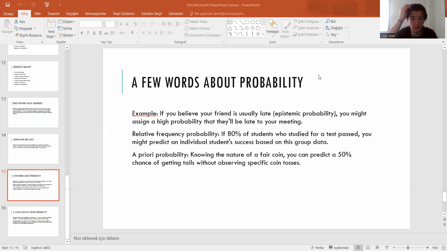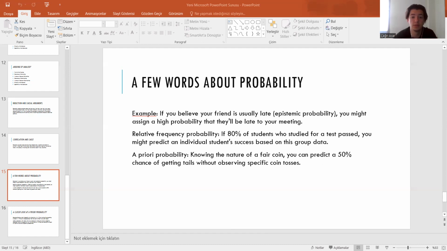And I'm continuing with the next title, a few words about probability. The discussion on probability in the context of inductive reasoning is important because all inductive arguments involve probability. Inductive arguments provide evidence that makes their conclusion probable but not certain.